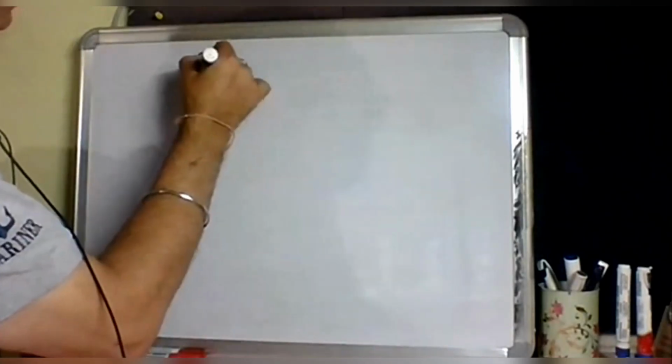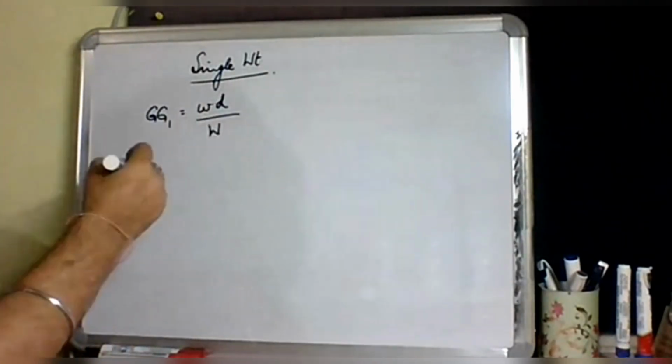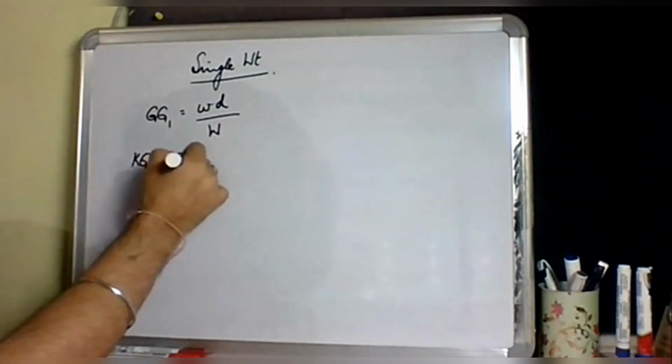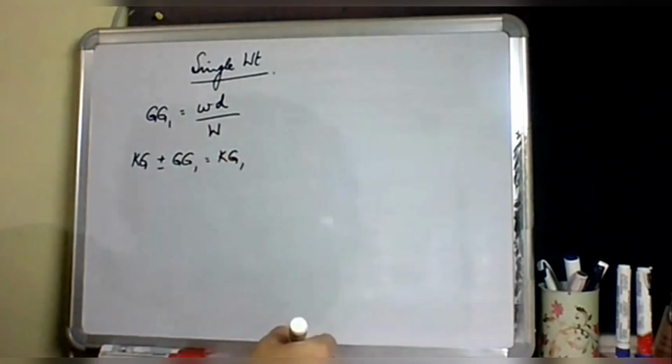Now, when we move the weight, if there is only one weight, then this GG1 holds good. But if there is more than one weight, then we have to do it by what is called vertical moments. So for a single weight, GG1 is equal to w d by W. This holds good, and therefore KG plus or minus GG1 will give me KG1, the final KG of the vessel.